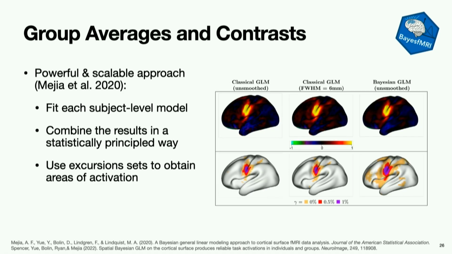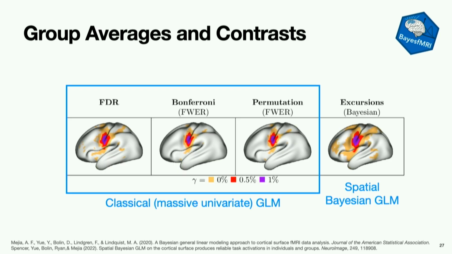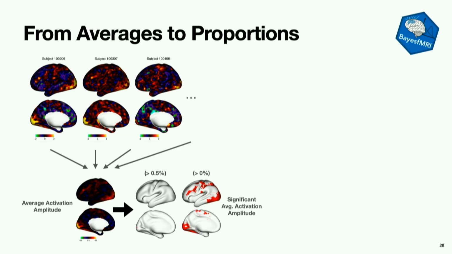Okay. All right. We can also do group averages. I'm going to skip this for time, but we can do group averages in a principled way. And we also get much higher power compared with the classical GLM. This is also implemented in the package. All right, just on the topic of group averages, I want to say that because we have high power at the individual level, we often find it more useful to look at proportions of the number of subjects that activate in different areas compared with looking at group averages.